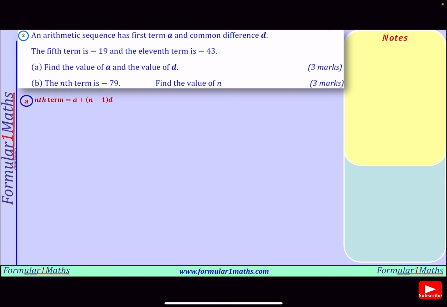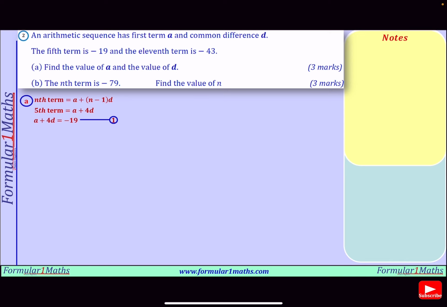So the nth term is given by a plus n minus 1 d. So the fifth term will be a plus 4d because 5, which is the n, minus 1 is 4. But we are told that the fifth term is minus 19. So we can equate this to minus 19, and then we can label it as equation 1.